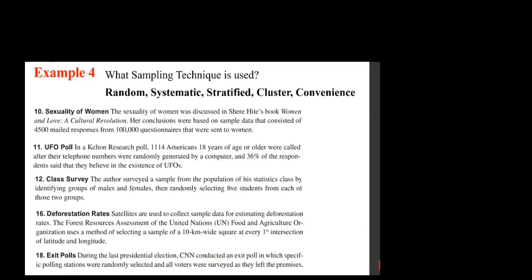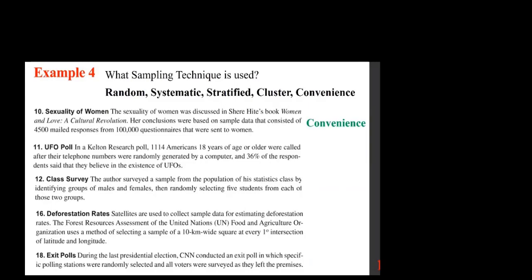All right, let's look at the first one. Example number 4, the first one, number 10. The sexuality of women was discussed in Shere Hite's book, Women in Love, A Cultural Revolution. Her conclusions were based on sample data that consisted of 4,500 mailed responses from 100,000 questionnaires that were sent to women. So what do we have here? Convenience.